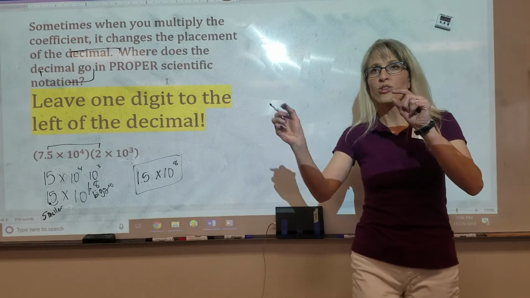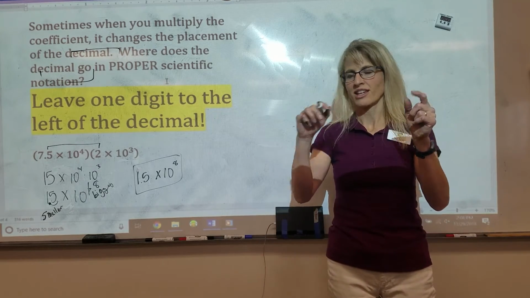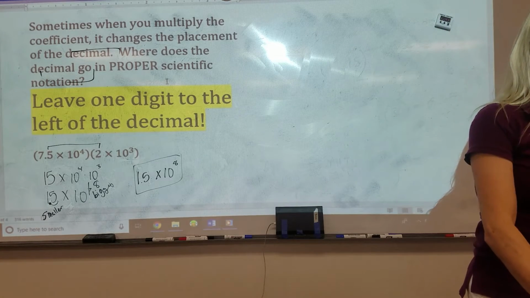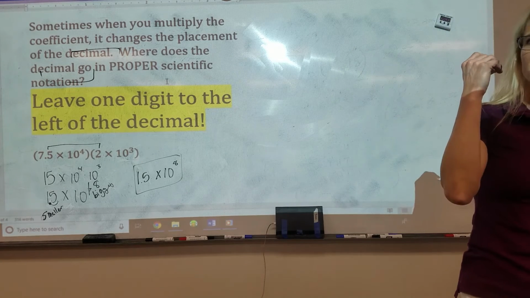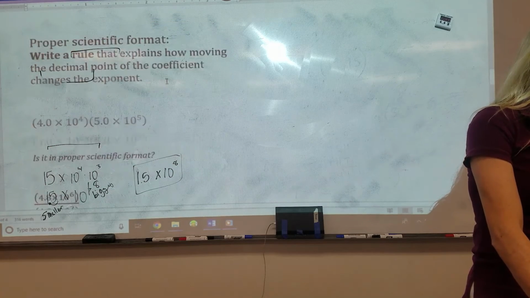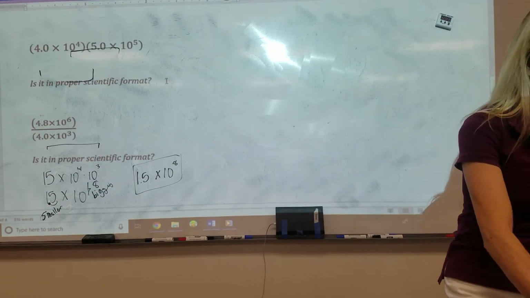We're going to be moving the decimal the right direction and then changing the exponent, so that there's 1 digit to the left of the decimal. How many digits to the left of the decimal? Get ready? 1. 1 digit. So, let's try this one.